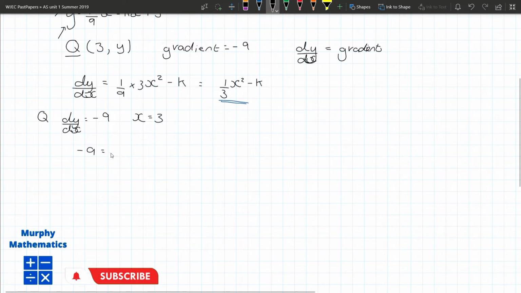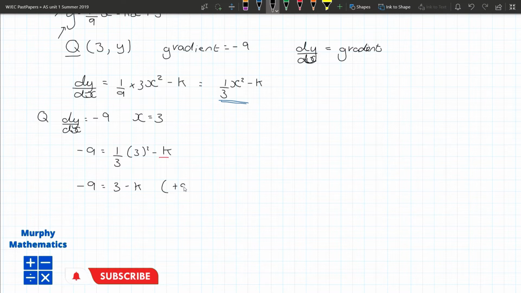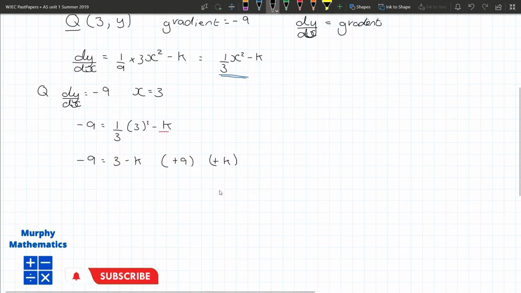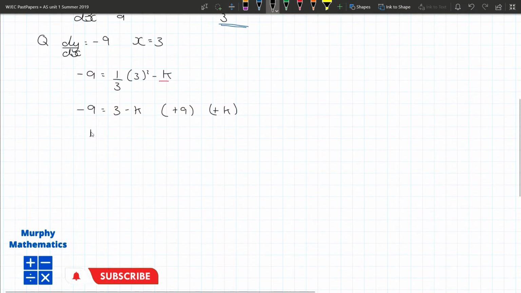Okay, so we've got minus 9 equals 1/3 of 3 squared minus k. And we only have the one unknown, which is our k, which is great. So now we can just rearrange and solve. So I'm just going to simplify that first. So minus 9 equals 9 over 3, so that's just going to be 3 minus k. So what I can do is add 9 and add k to both sides of the equation, and then I'll get k equals 3 plus 9.